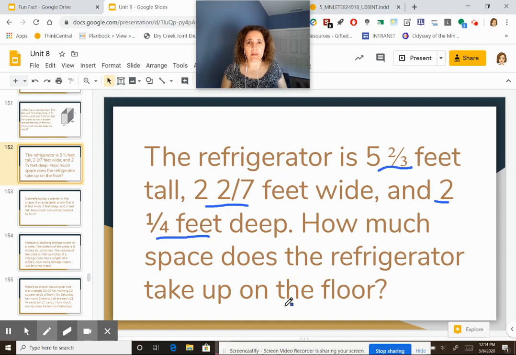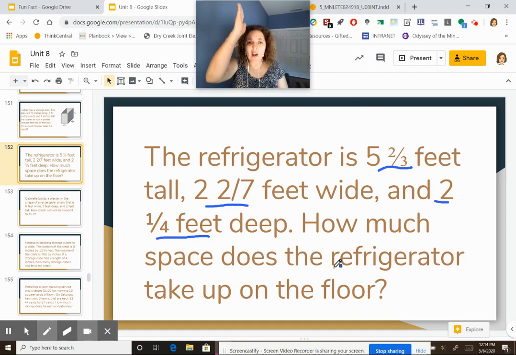So, are they asking me for length, area, or volume? So again, I see three measurements. It's 5 2/3 feet tall, 2 2/7 feet wide, and 2 1/4 feet deep. How much space does a refrigerator take up on the floor? So what do you think they're asking for? Yep, if you said area, you are correct, right? Because how much space just on the floor?